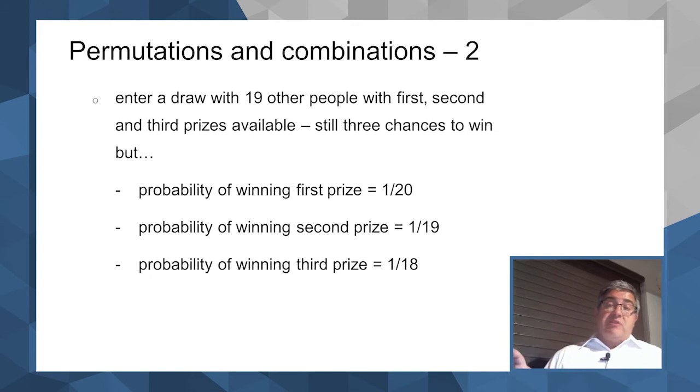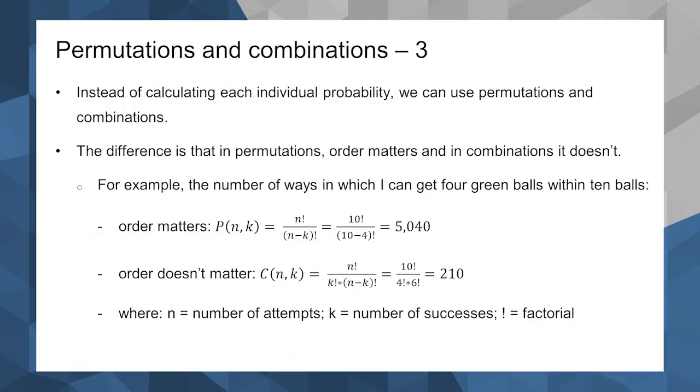So in the previous slide, the order didn't matter. So you had a 3 out of 20 probability of winning a prize. Now you've got different probabilities of winning first prize, second prize, third prize. So now in this case, it does matter. So when order matters, what we have is permutations. When order doesn't matter, what we now have is combinations.